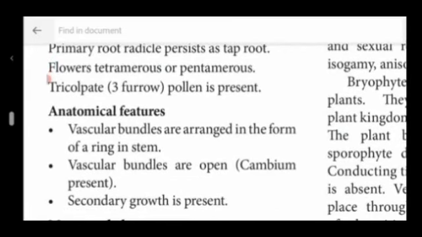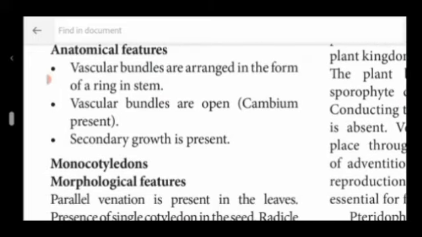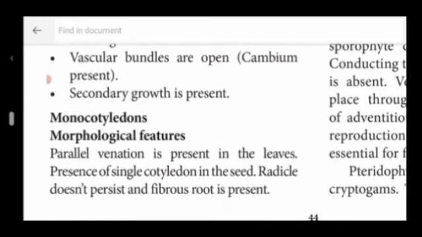The flowers are tetramerous or pentamerous, that is 4 or 5 in number. The floral parts are 5 in number or 4 in number. Tricolpate, that is 3 furrows, furrows are seen in the pollen grains. Anatomical features: the vascular bundles are arranged in the form of a ring in the stem. The vascular bundles are open due to the presence of cambium. Secondary growth is present in the dicot.